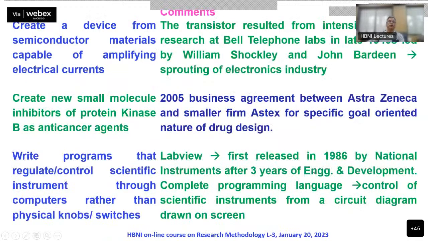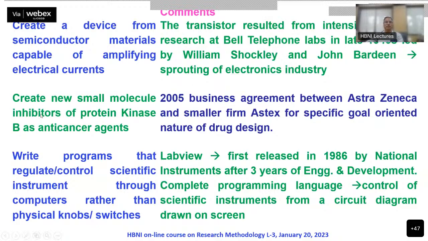A lot of things are done. For example, create a device from semiconductor materials capable of amplifying electrical currents. This is about the 1940s, and that is how the transistor was developed. The transistor was developed from intense three years of research at Bell Laboratories in the USA in the late 1940s. This was led by William Shockley and John Bardeen. After that, there was a revolution in the electronics industry, from valves to transistors, a big change in the industry.